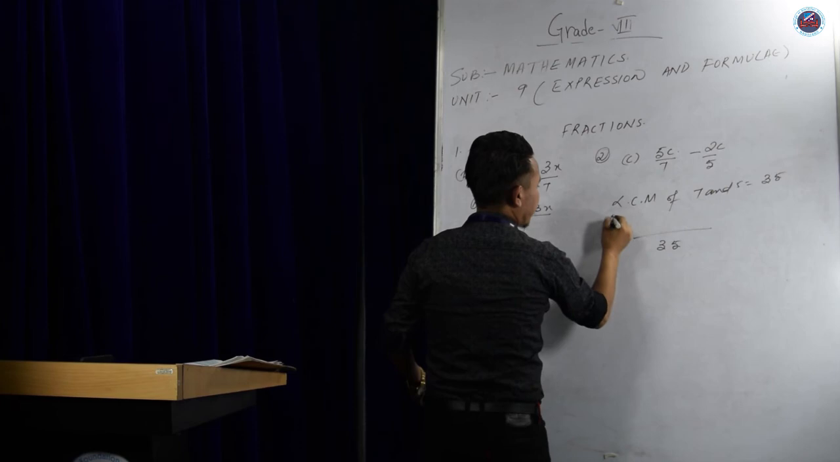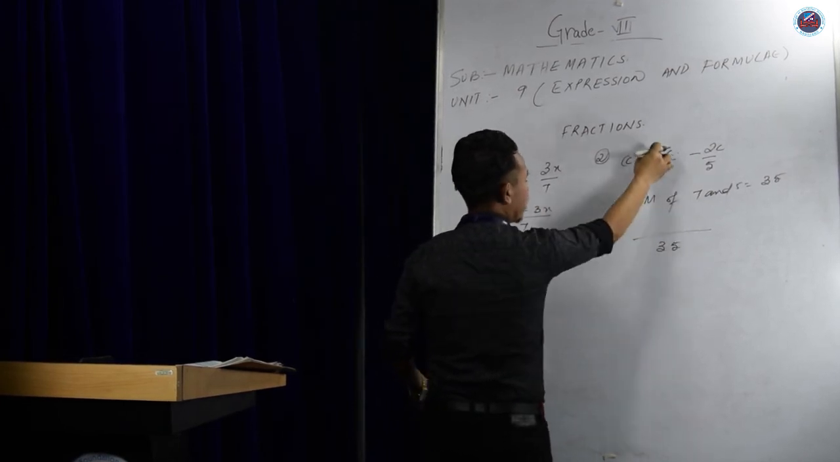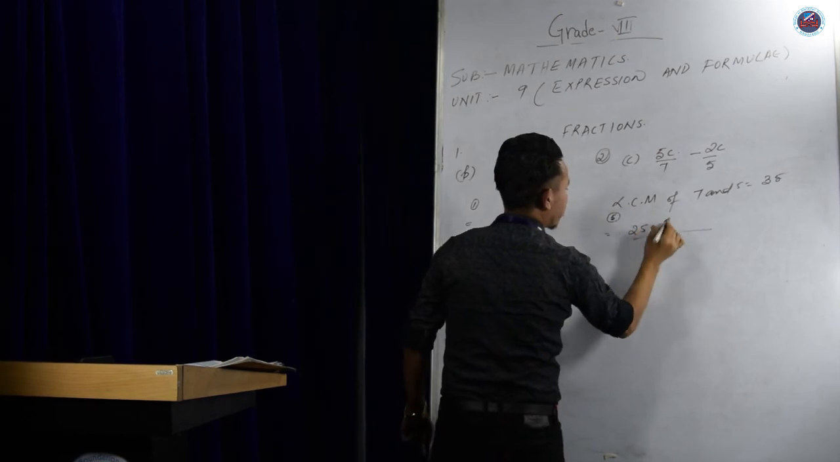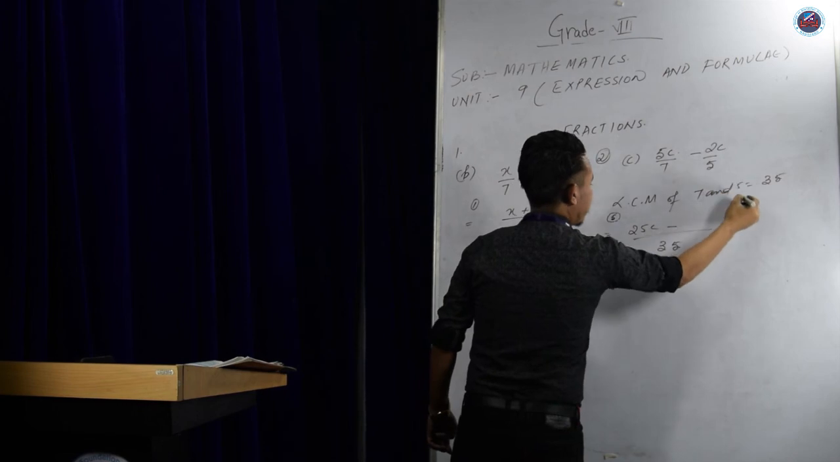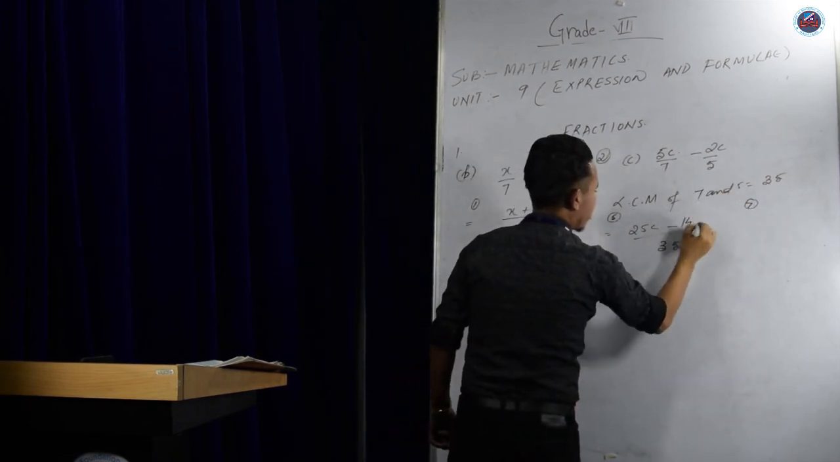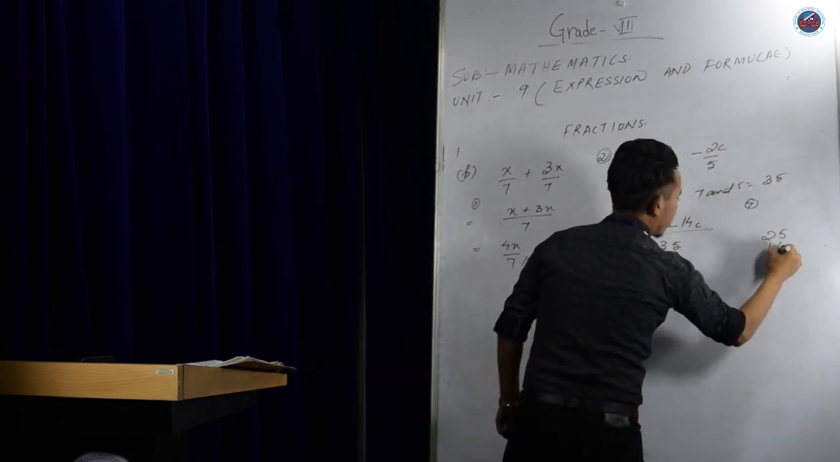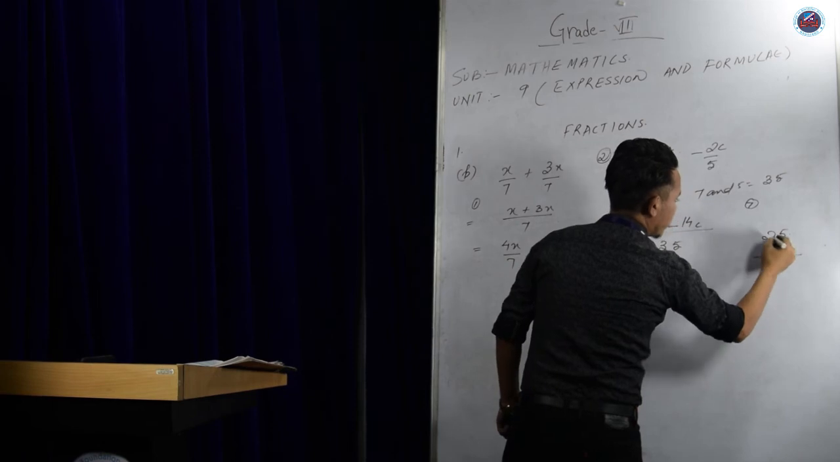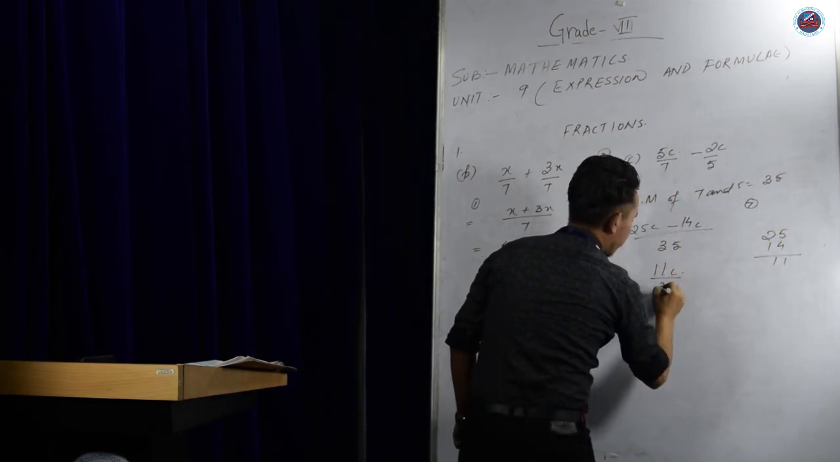7 fives are 35. 5 fives are 25. Minus of 5 sevens are 35, 7 twos are 14. So when we subtract 25 minus 14, 5 minus 4 I get 1, 2 minus 1 I get 1. That is 11 by 35.